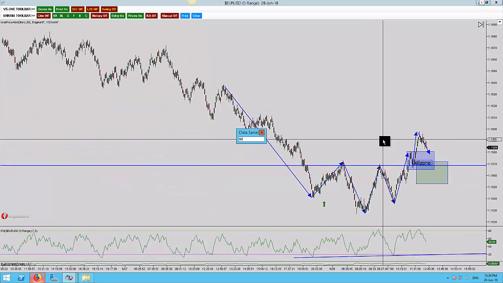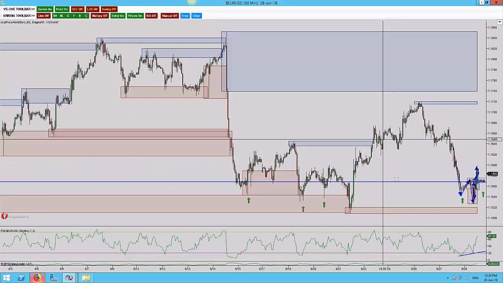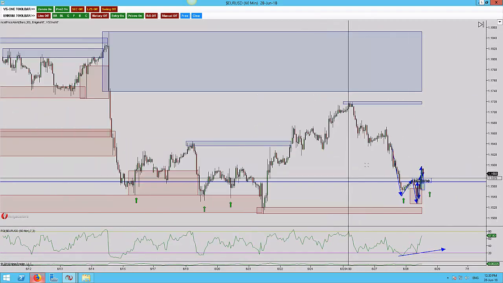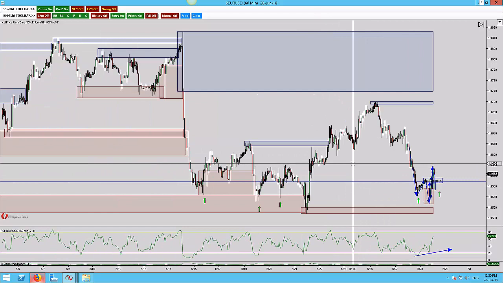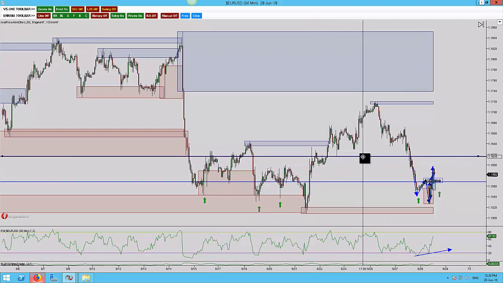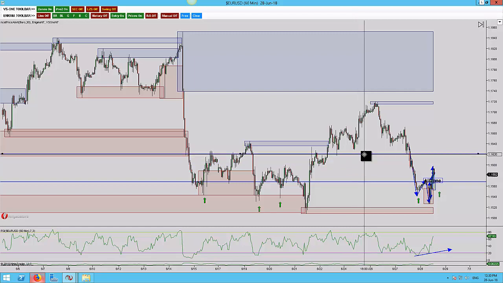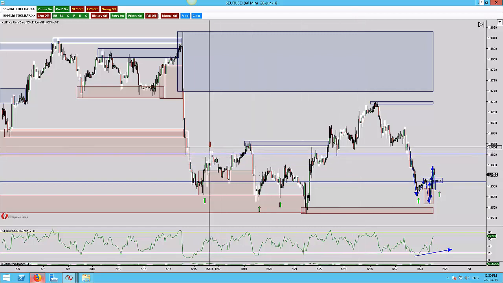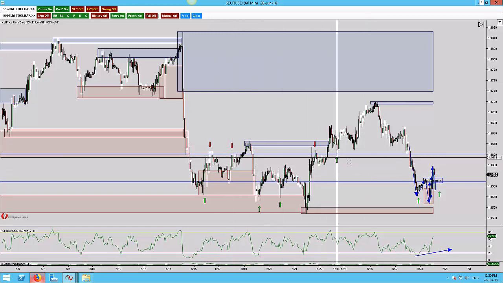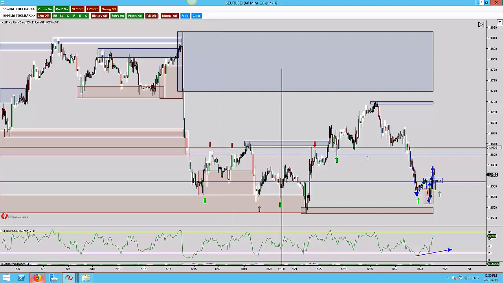So that's the 5 range. Let me go back to the 60-minute. Now, if this was to play out, then I would be looking for initial targets on the 60 at, what area was I looking at here? Okay, we put a couple of arrows on here, here, here, here. So we've got a zone there.